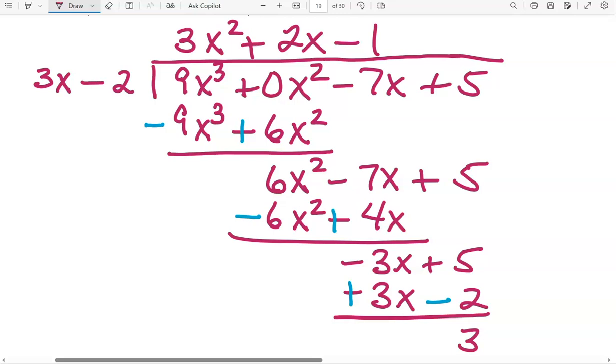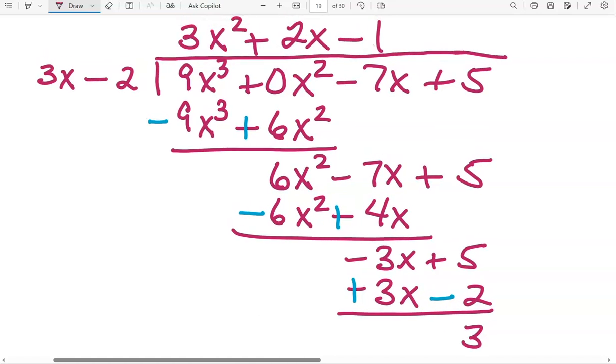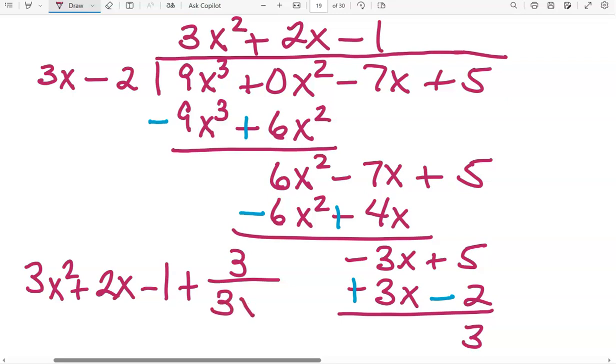It is not possible to divide 3 by 3x, so we're just going to write our answer. The quotient is 3x squared plus 2x minus 1, and then plus the remainder over the divisor, which is 3x minus 2.